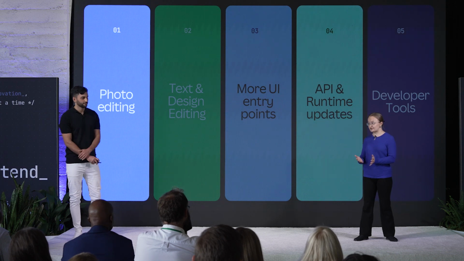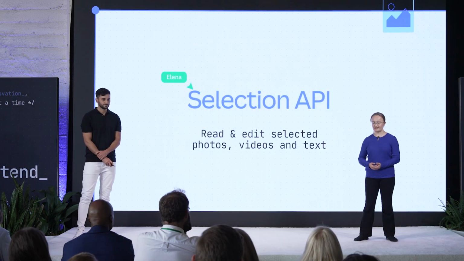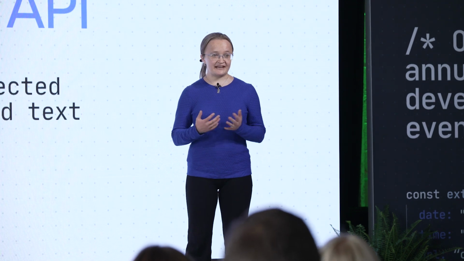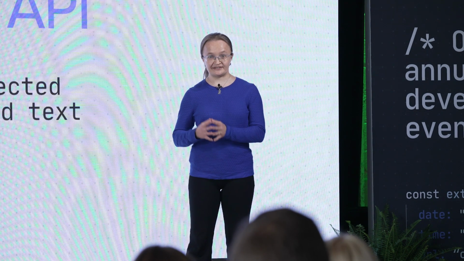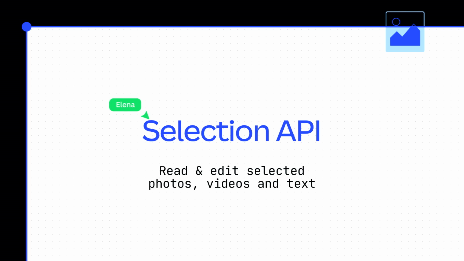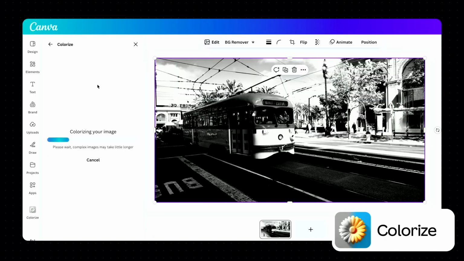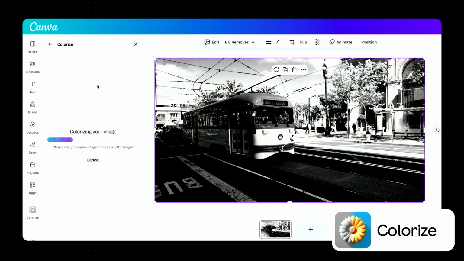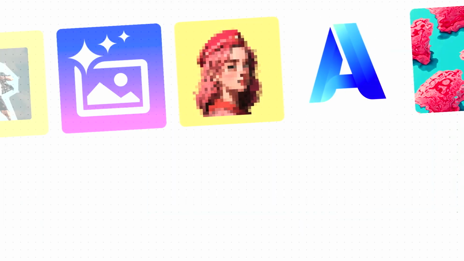So we started with photo editing apps. We launched Selection API in December last year. This enabled apps to read and edit photos selected by the user, and then we added video and rich text support over time. This is now one of our most popular APIs, with photo editing apps in particular quickly becoming one of our top app categories. That's right, Elena.